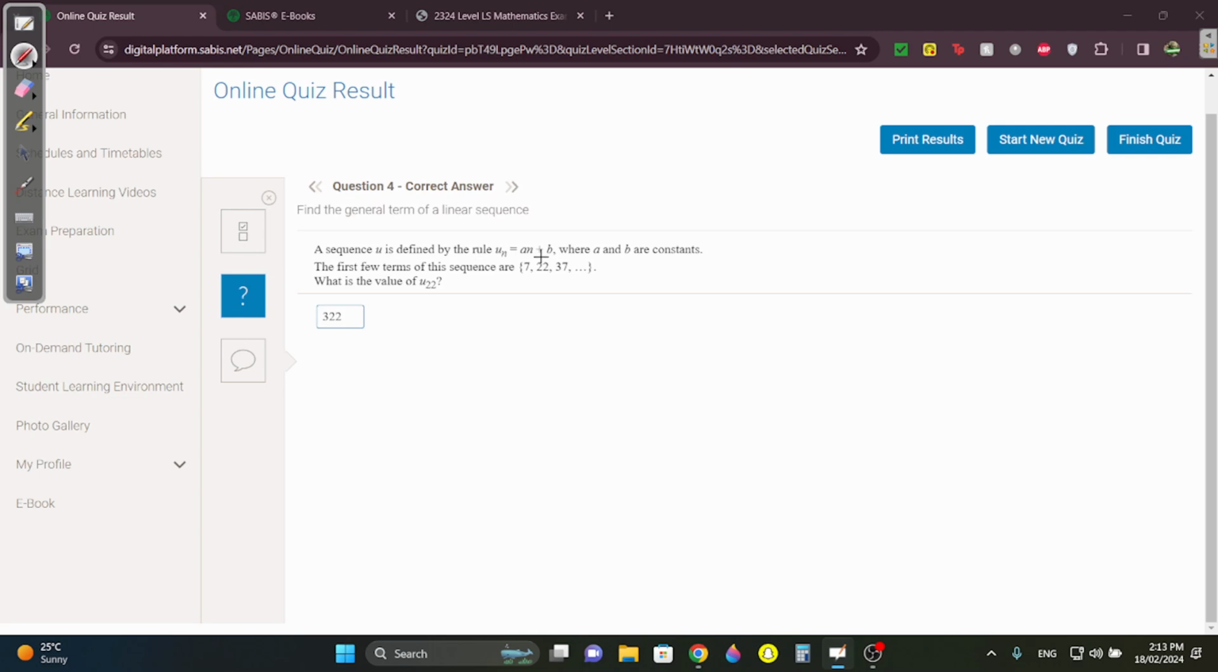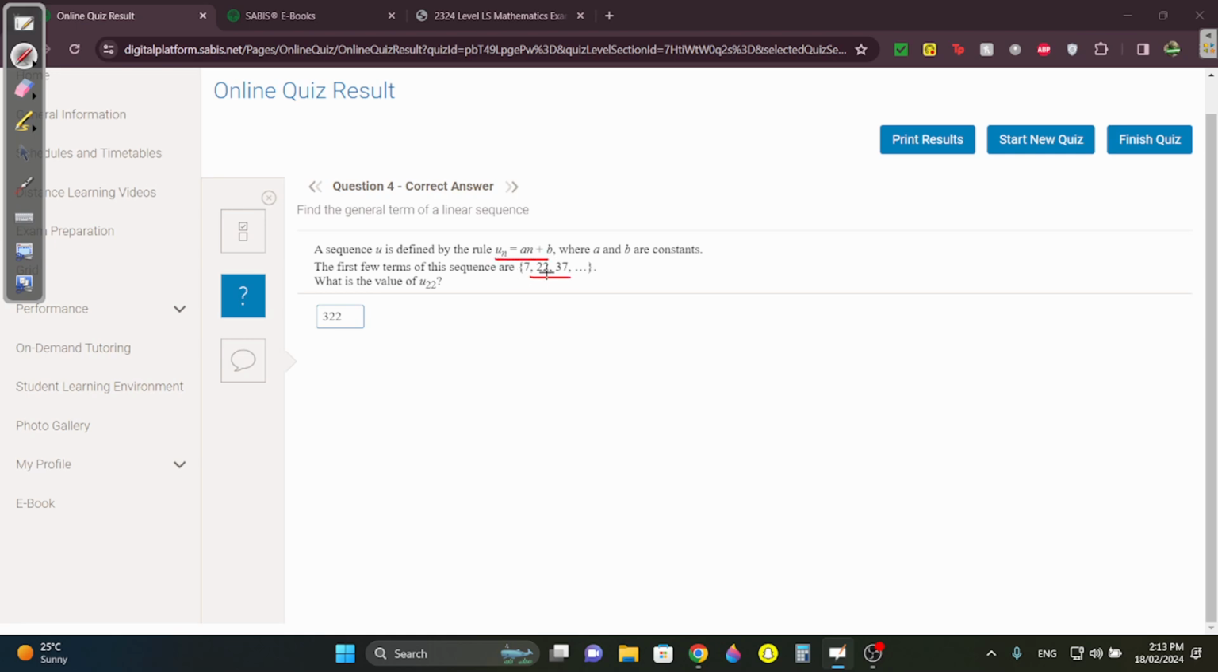A sequence is okay. There's sequences again for this week. They're not hard, just more formulas to do. The new one is cubic sequences, but this one's easy. Look, this is the linear sequence 7, 22, 37.